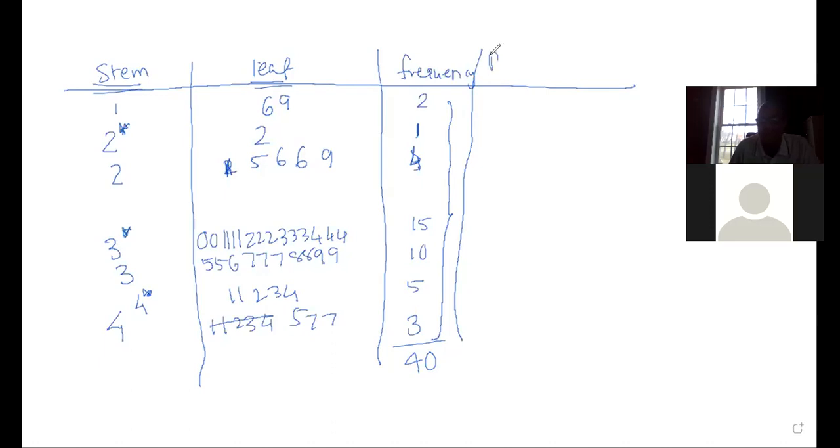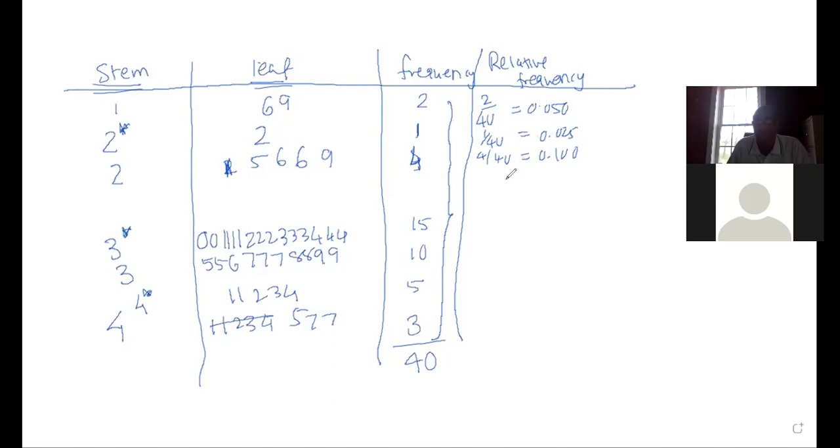What is my relative frequency now? Relative frequency is every number divided by the total frequency. 2 divided by 40, and that is given by, yes, please, what is 2 divided by 40? If I'm not wrong, that is equal to 0.050. Am I right? So I can write 0.050. You can use your calculator. 1 divided by 40 is equal to 0.025. Then 4 divided by 40 is equal to 0.1, so 0.100, at least we go up to 3 decimals.